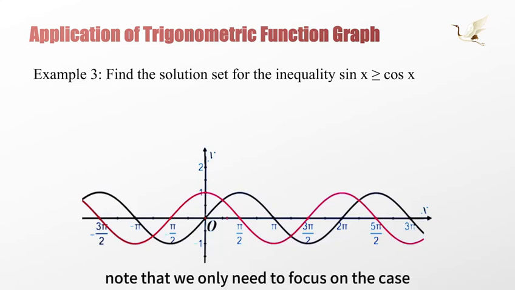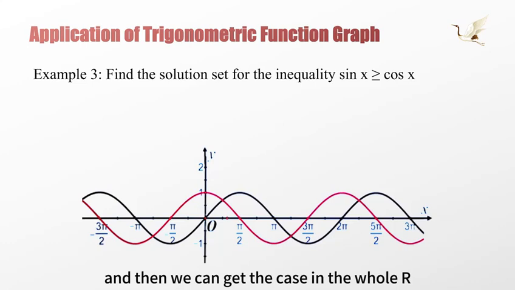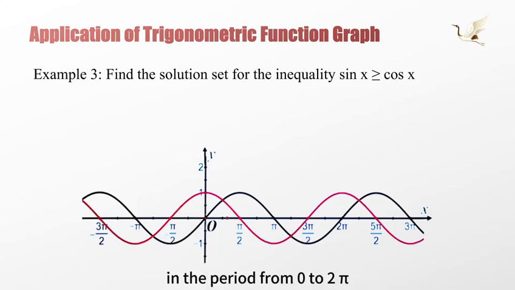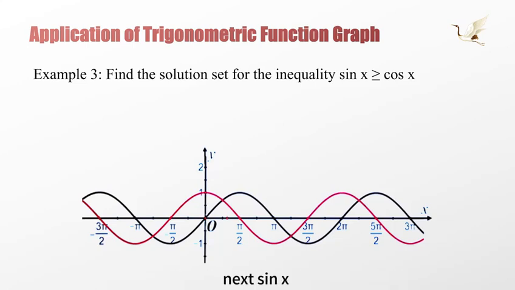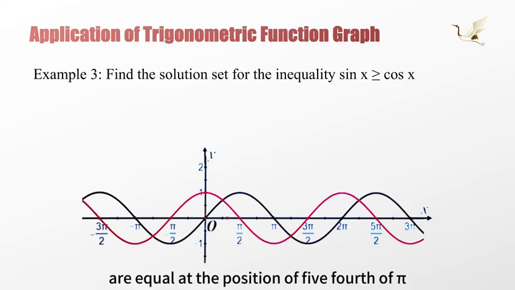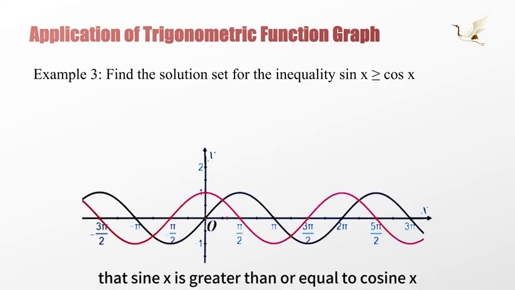Note that we only need to focus on the case in the period from 0 to 2 pi, and then we can get the case in the whole real line. In the period from 0 to 2 pi, we find that sin x and cosine x are equal at the position of 1/4 pi. Next, sin x and cosine x are equal at the position of 5/4 pi. In this section, sin x is greater than or equal to cosine x. Then we have solved the case that sin x is greater than or equal to cosine x in one cycle.